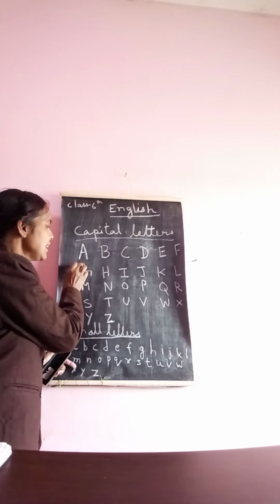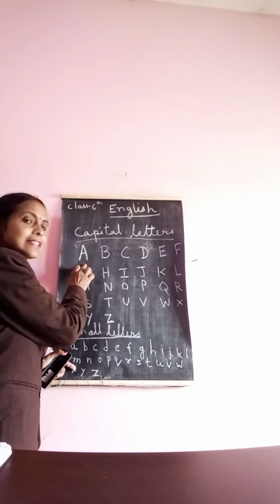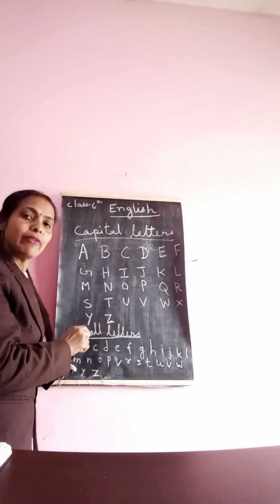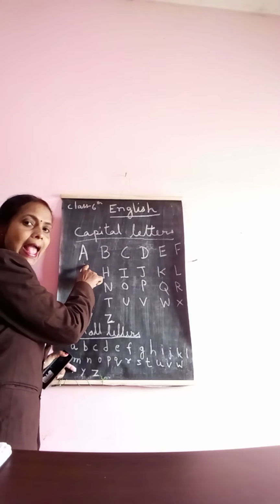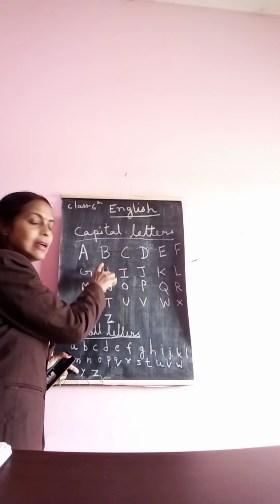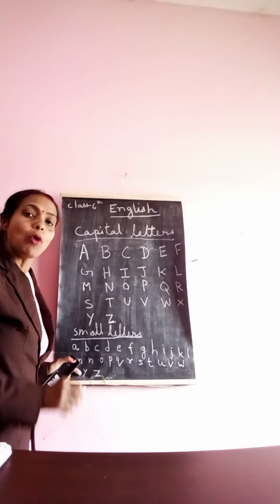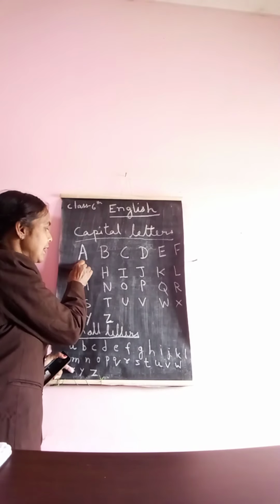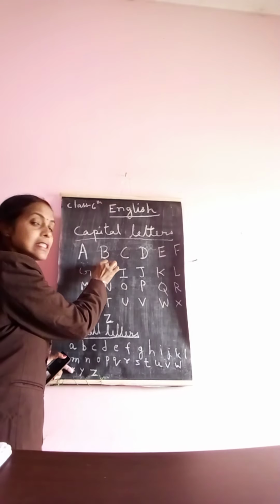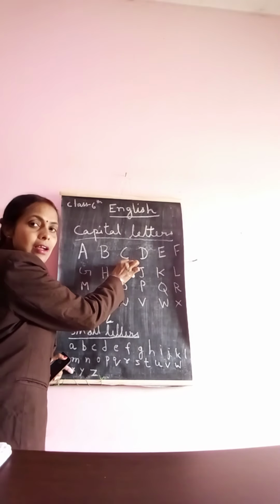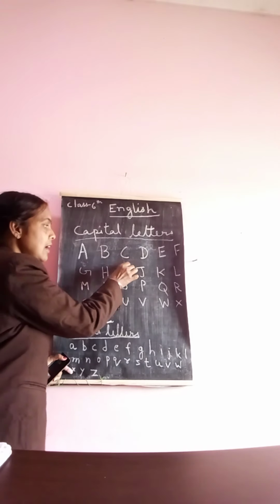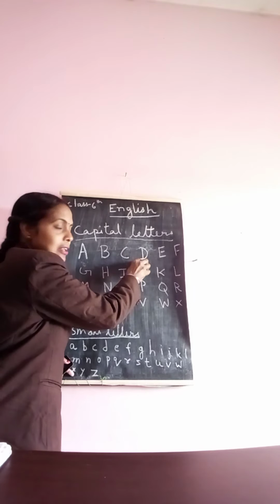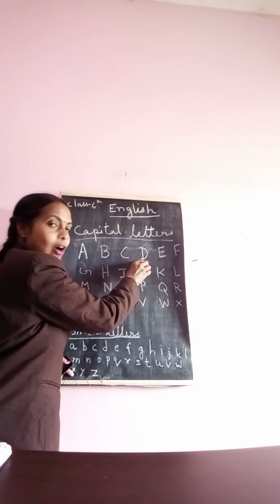Now this is A. A says A. A for apple, A for aeroplane, A for arrow. B says B. Boy, ball, bat. So A says A, B says B. C says K. Cat, kettle. This is D. D sound is D. Dog, doll.